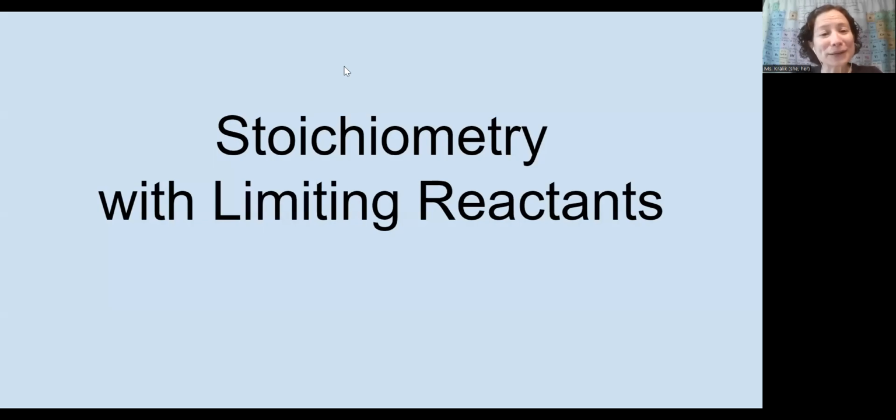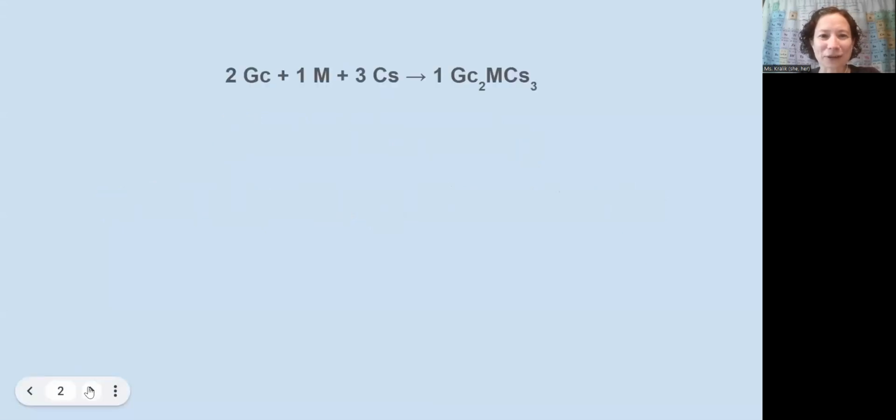Hey chemists, a little bit of stoichiometry today with limiting reactants, an extra fun twist on regular stoichiometry. Let's take a look back at this classic. Of course, this reaction tells us 2 graham crackers plus 1 marshmallow and 3 chocolate squares yield 1 s'more.